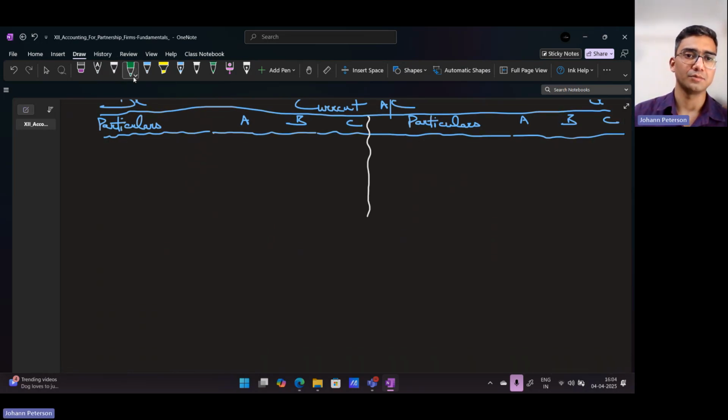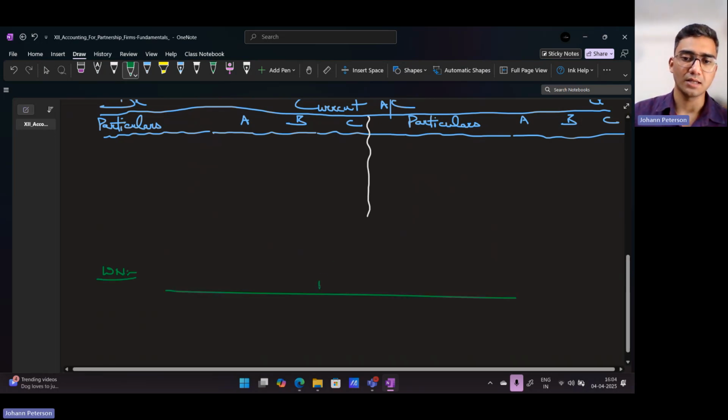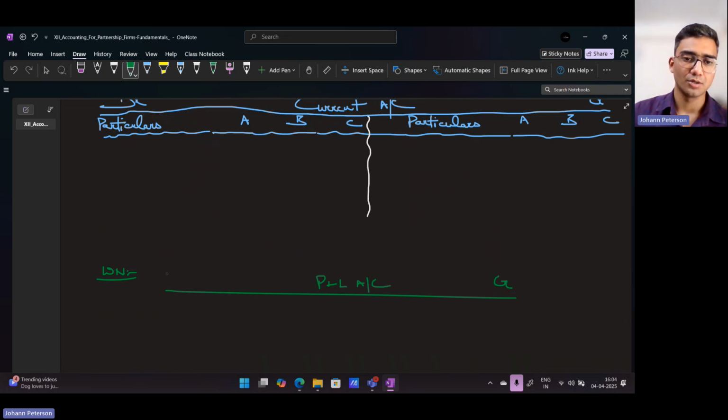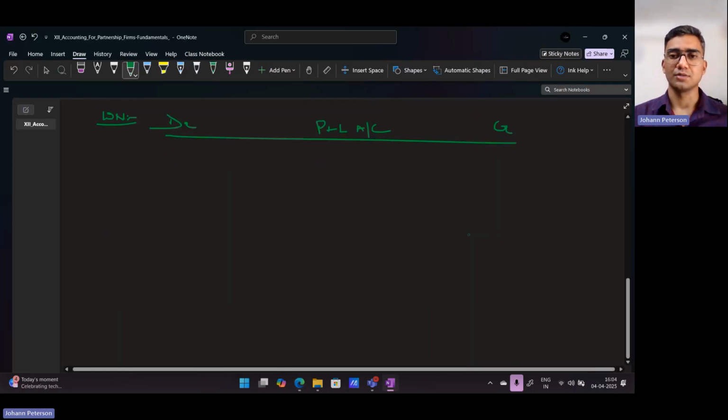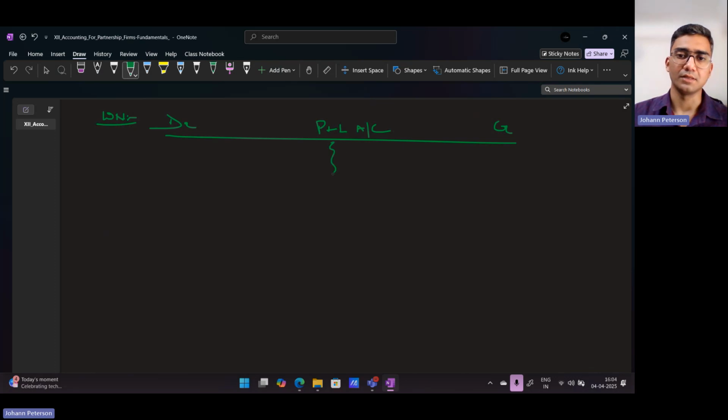In our working note, we will calculate by making an account, which will be a P&L account, because we have been told the profit of this account, which is 4,20,000 before allowing or charging interest on loans. So that amount will be written in the credit side. So here I'm writing the profit.